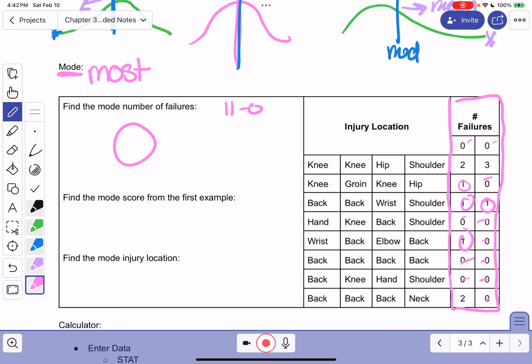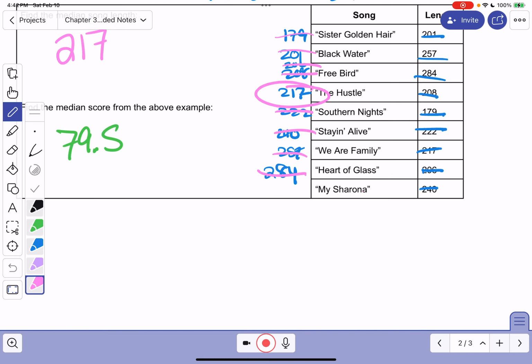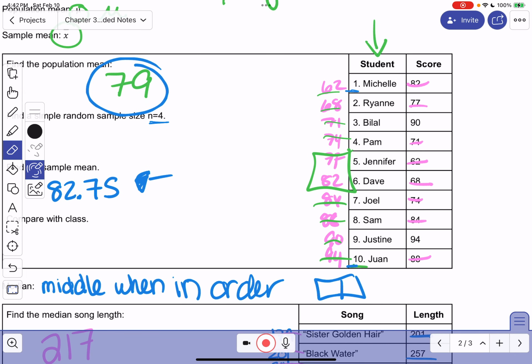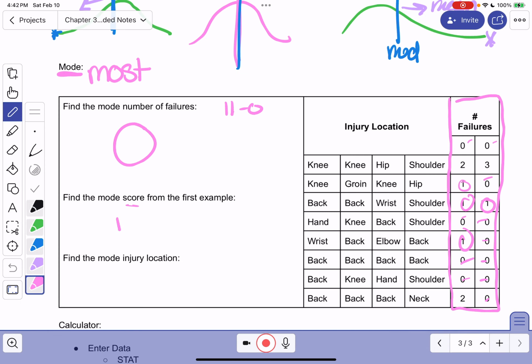Mode score from the first example. So go back here. What is the mode score? If we look through there, we didn't have any repeats. There was no doubles. So there's no mode for this one.